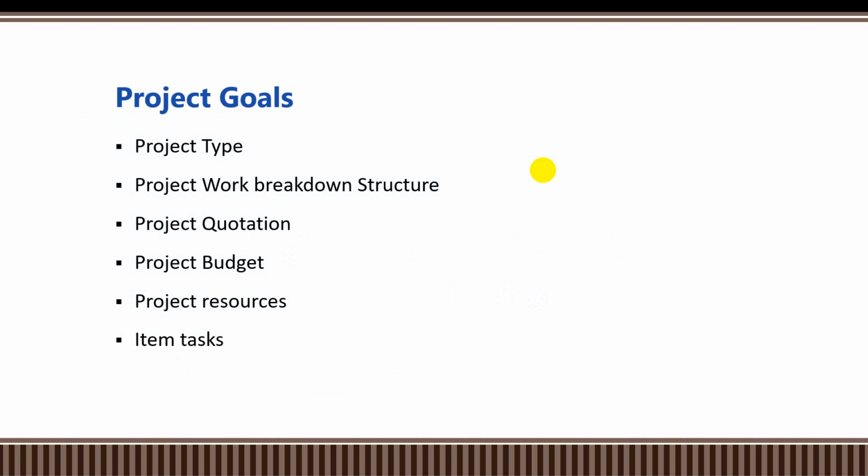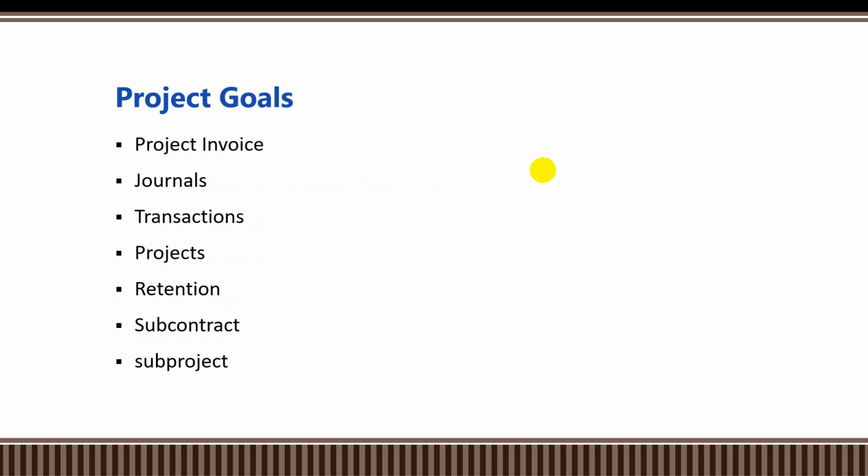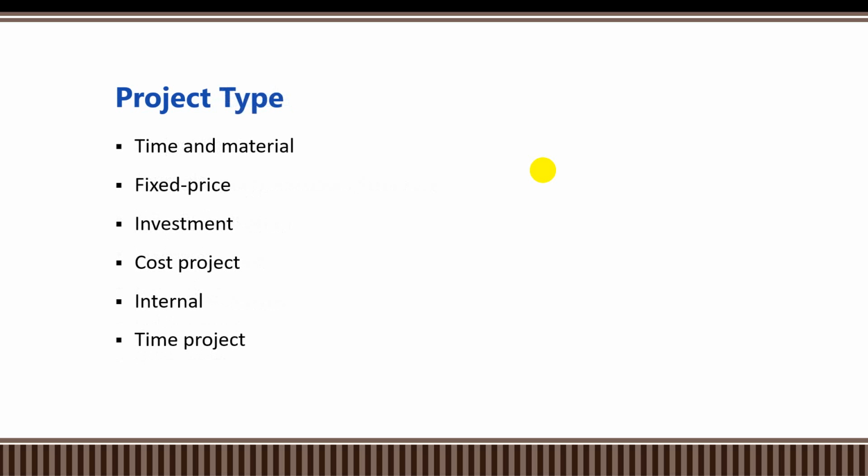First, we will talk about the project types. Second, we will talk about the project work breakdown structure. Third, we will talk about project quotation and project budget, then project resources, then item tasks. Project invoice, and we'll also talk in this session about journals, transactions, projects, retention, subcontractor, and sub project.